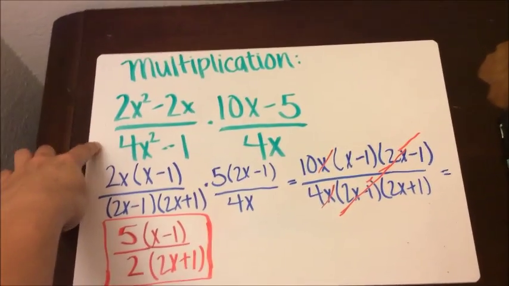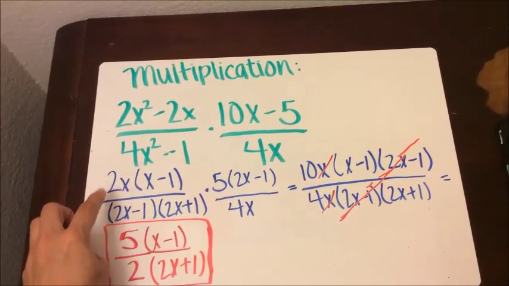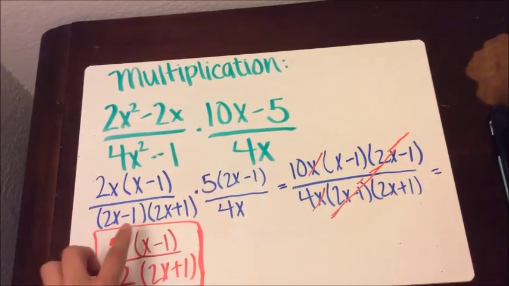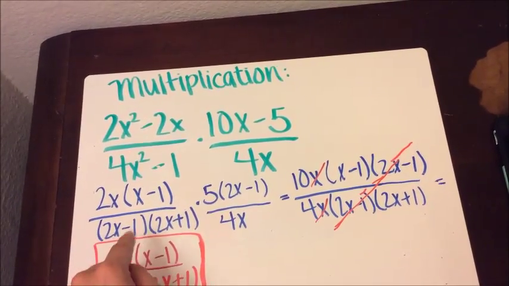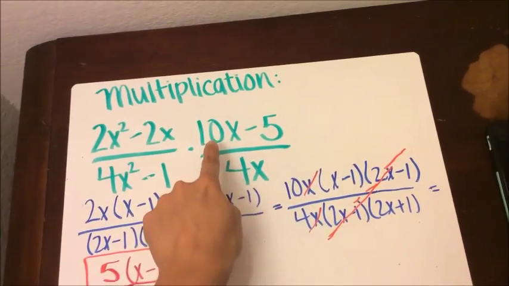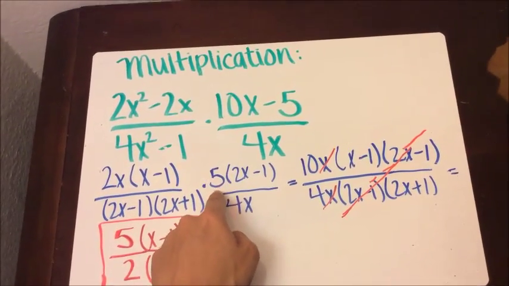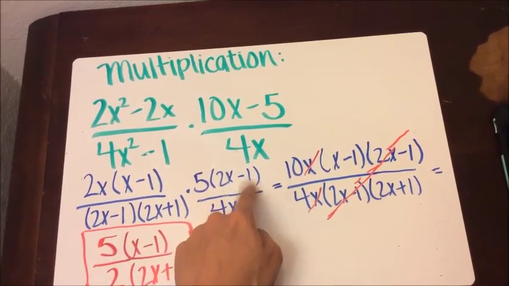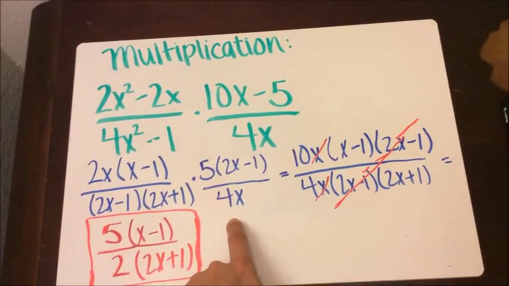So for the first part, we know that we can factor a 2 and an x. And that would leave us with a 2x and x minus 1. For the bottom, we know that we can factor that into two factors, 2x minus 1 and 2x plus 1. The second one, we could, again, factor. It would be a 5, and then a 2x and a minus 1. In the bottom, we can't factor out the 4x, so that would stay the same.